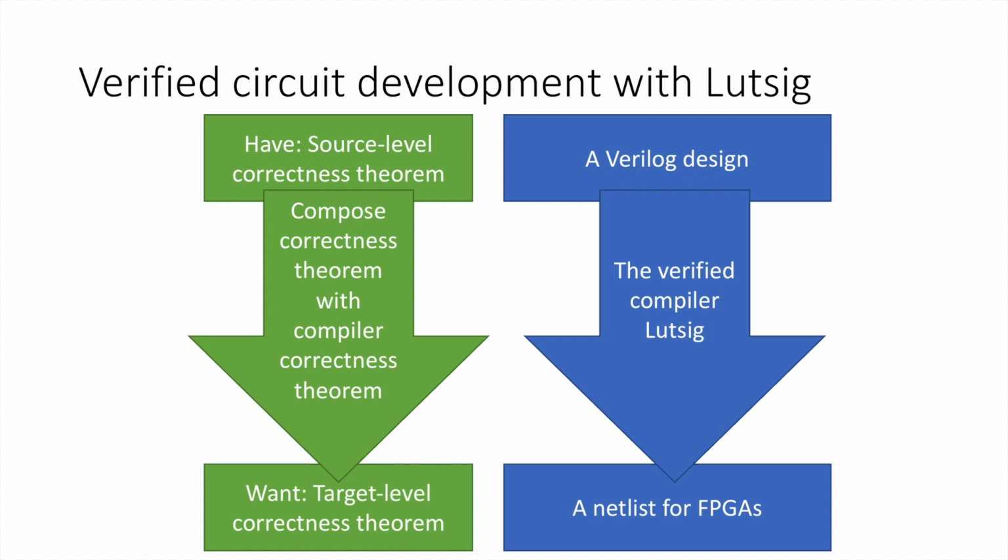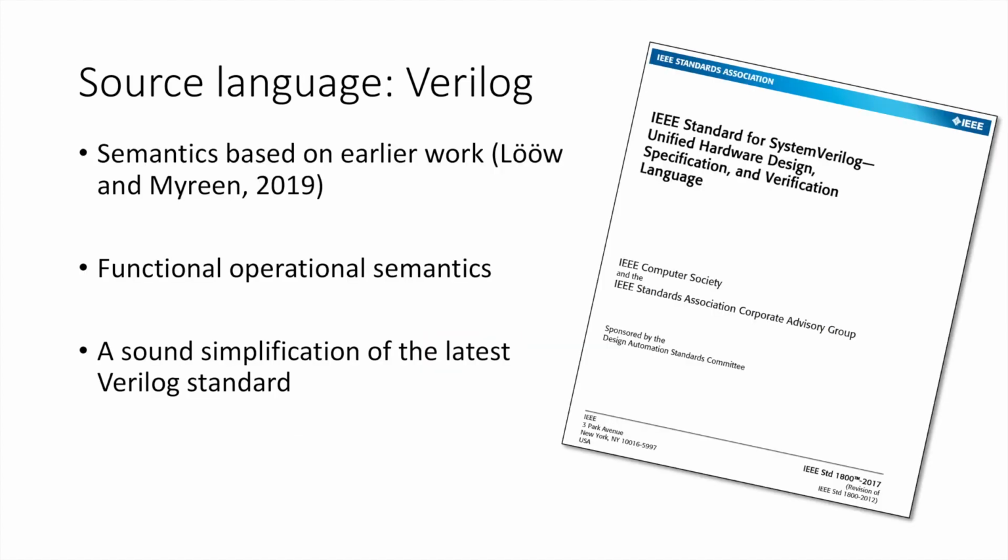To be able to prove the correctness of Lutsig, we need a formal semantics for both the source language and the target language, so let's look into those. For the source language, that is Verilog, we base our semantics on earlier work, and the semantics is a functional operational semantics, which is supposed to be a sound simplification of the latest Verilog standard.